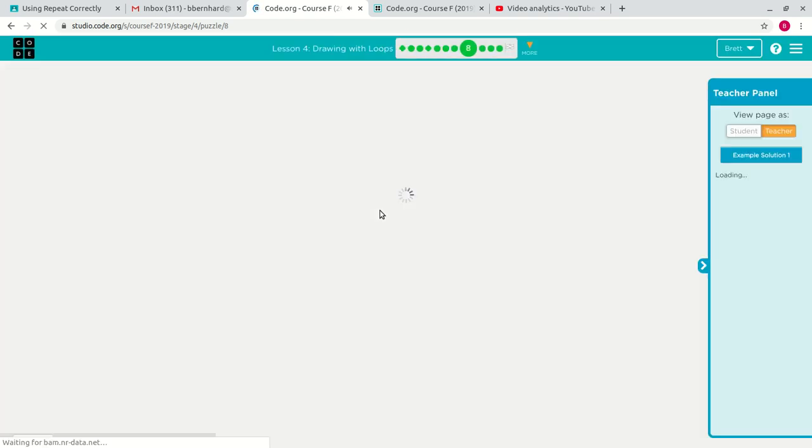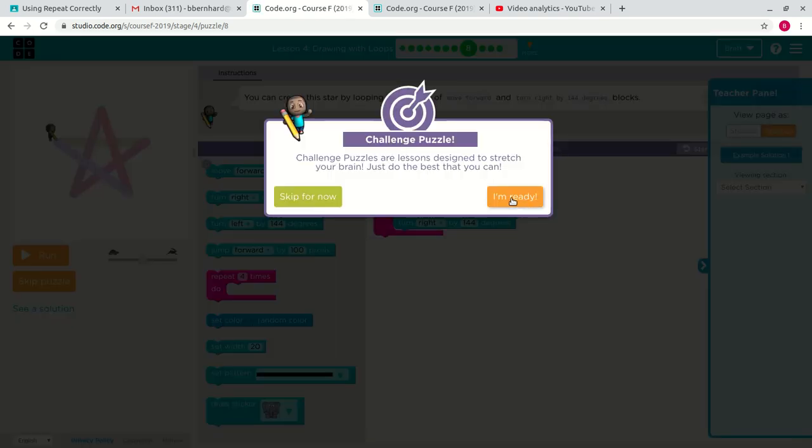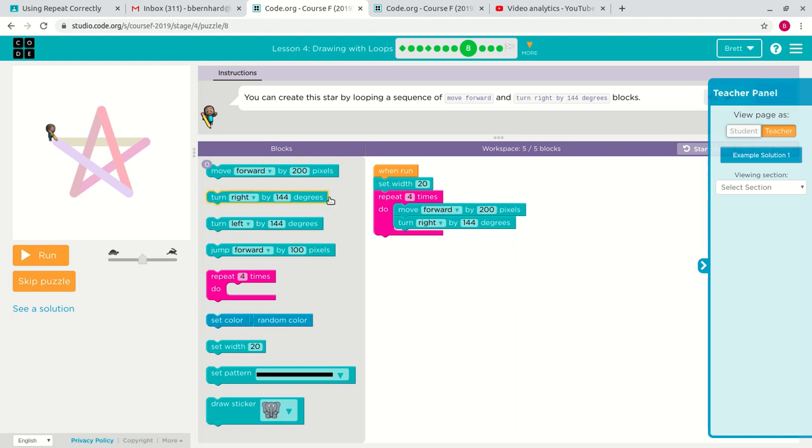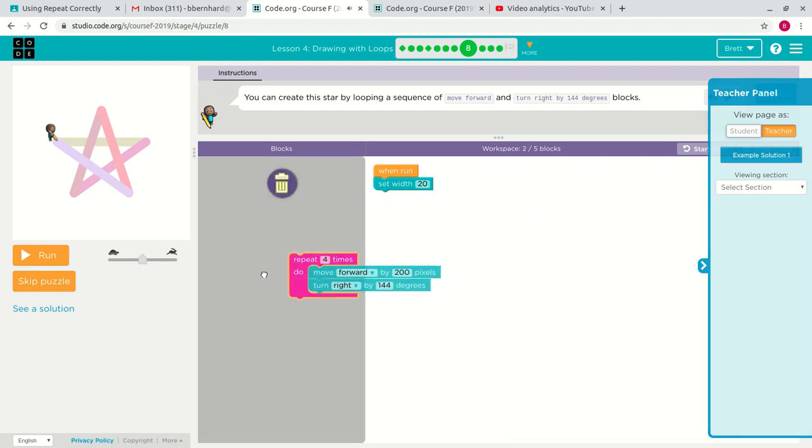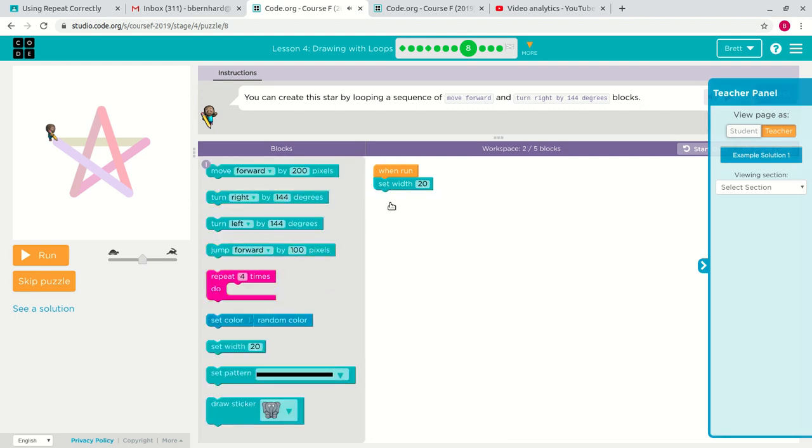Okay, moving on. Number 8. Oh, another challenge. I'm ready. Okay, I've already done this one actually, so it's already here for you in the answers. I had a question about this before. But anyway, it's the same thing. Here, I'll just delete this so we can start over. We want to move forward by 200 pixels, and then we want to turn right by 144 degrees. Look, you can create this star by looping a sequence of move forward and turn right by 144 degrees.